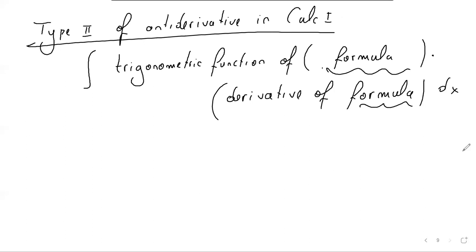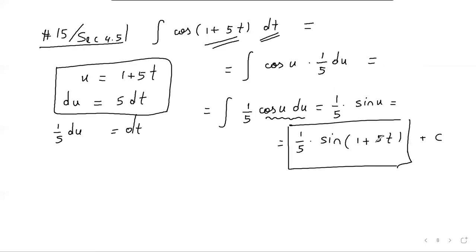So again, the argument of the problem should be something complex. Otherwise, it doesn't make any sense to just replace. We have cosine x, replace x by x. What's the point of that? So this is the type of integral that we will see over and over again. You see how that works very well in this case with 1 plus 5t, and it's going to work well in the next example. So that's going to be my last example today.